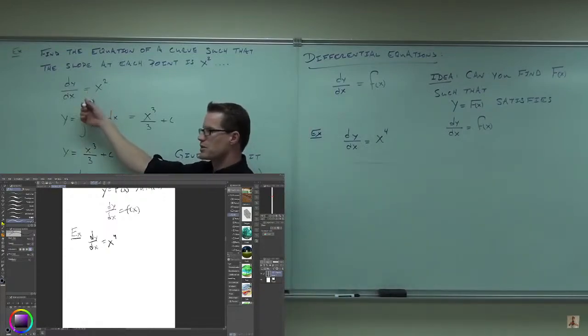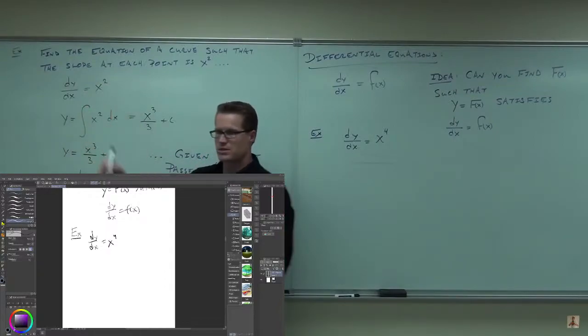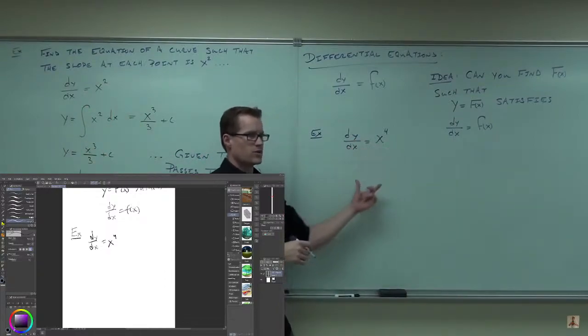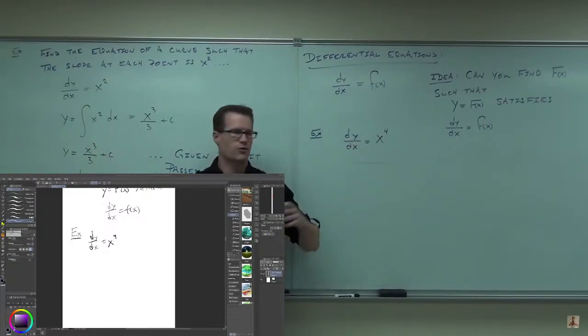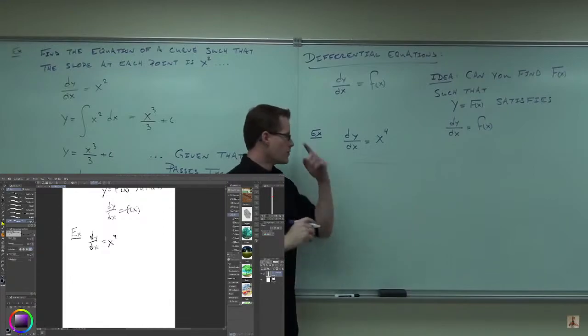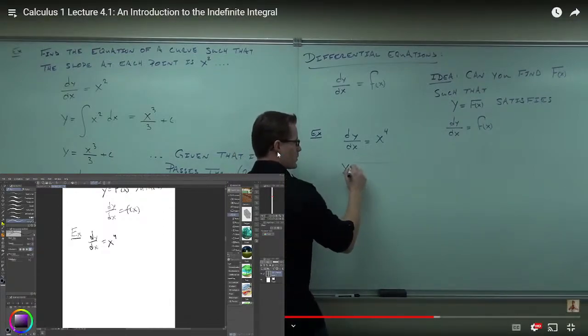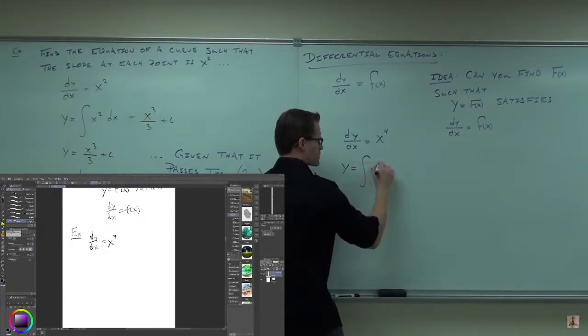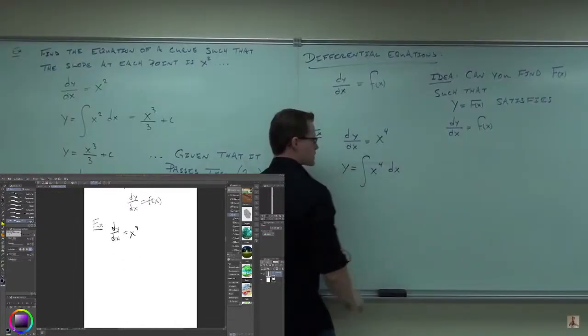Find me an equation so that the slope is this. That's what it says. Find me an equation so that the derivative is this. Instead of slope, I now have the word derivative. But it's the same idea because slope is a derivative. So here it says, well, I know that y is going to be the integral of x to the fourth dx.